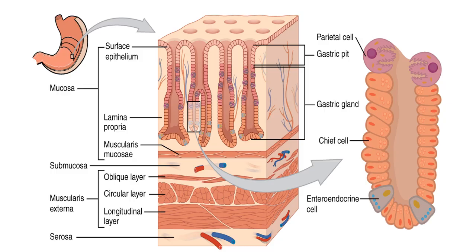Let us see the structure of the stomach. The stomach consists of four layers. The outermost layer is the serosa, and the next layer is the muscularis externa. It consists of three layers: the outer longitudinal muscle layer, the circular muscle layer, and the oblique muscle layer. The oblique muscle layer is unique to the stomach. It is not present in the intestinal region. It is only present in the stomach region.